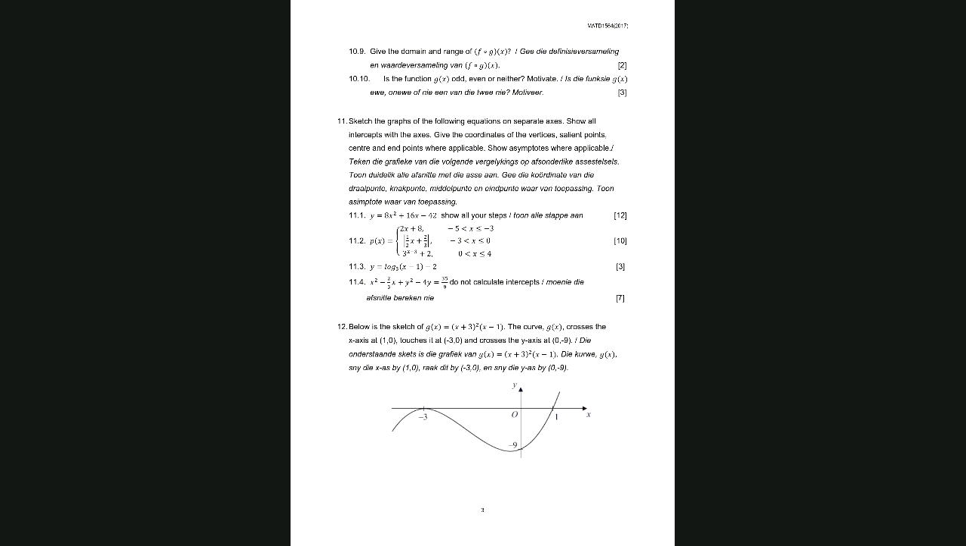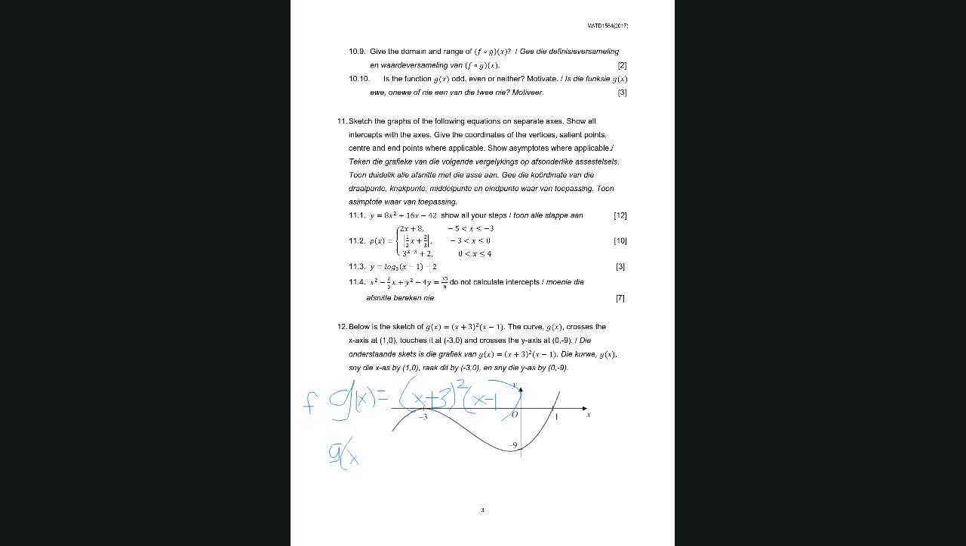The first part says that we must... you see that f of x, I'm sorry, it was g of x. g of x is equal to (x plus 3) all squared, x minus 1. So now they say find g of x plus 2.